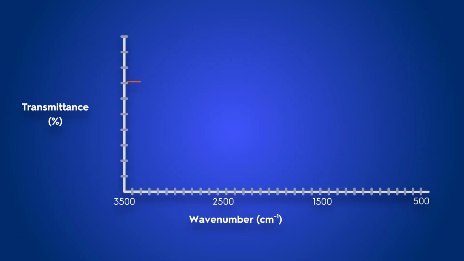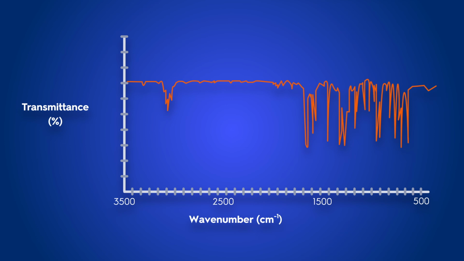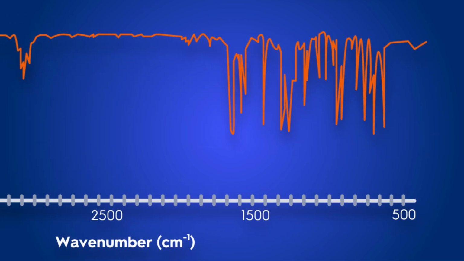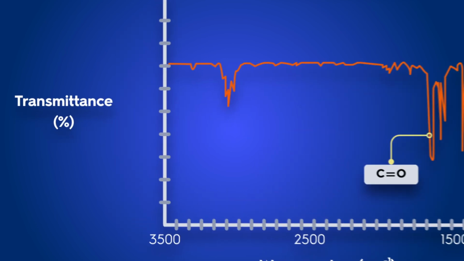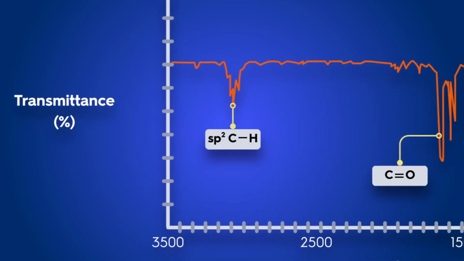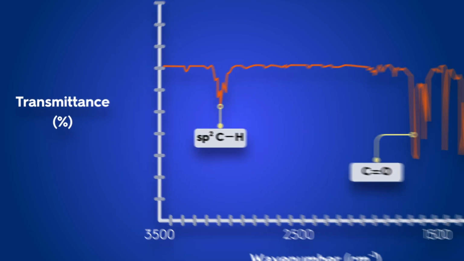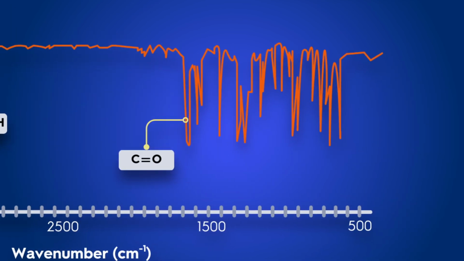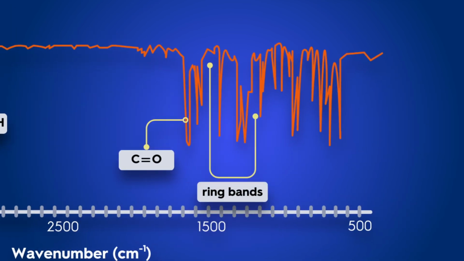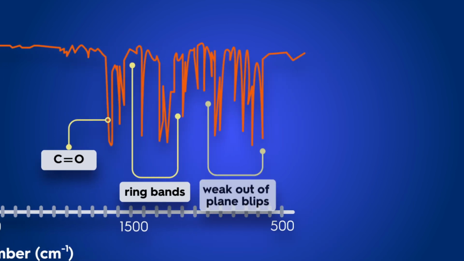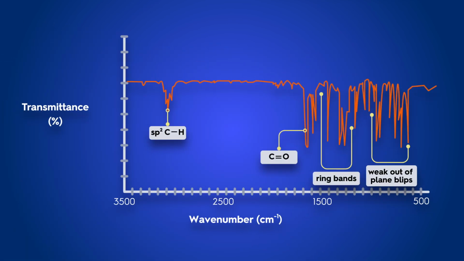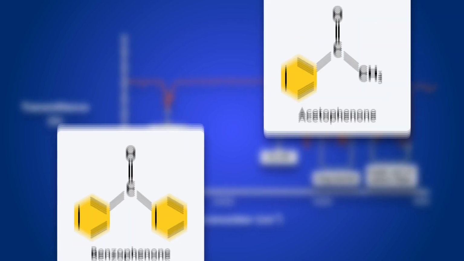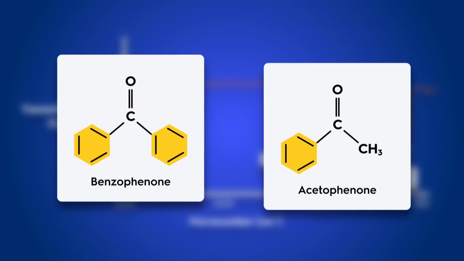Now let's combine multiple clues at once. First, a tall, narrow carbonyl bond near 1,710. Next, sp2 carbon hydrogen just above 3,000 tells us there is unsaturation. Then the cluster near 1,500 points to an aromatic ring. Out-of-plane bends between 650 and 900 help with substitution patterns. Put that together, and an aromatic ketone is a good call.